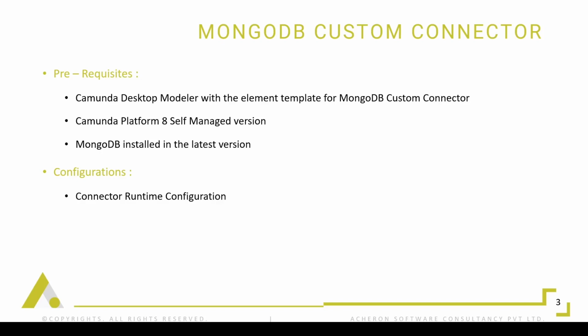There are some prerequisites that we need to check before exploring the possibilities of our connector. First, we need to have a Camunda desktop modeler installed, and the MongoDB custom connector element template should be placed in the appropriate folder for the modeler to render it. Next, we should have a Camunda Platform 8 self-managed version. Then, since our connector is going to interact with MongoDB, we need to have MongoDB also installed.